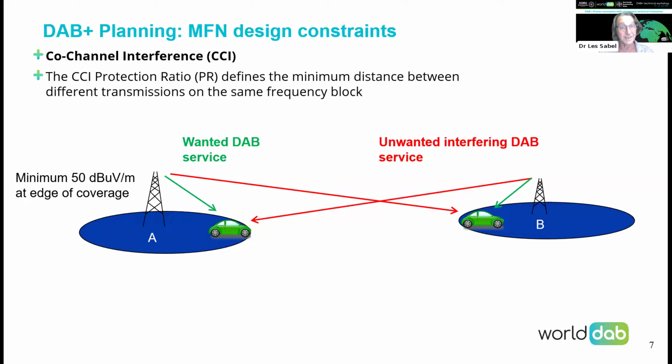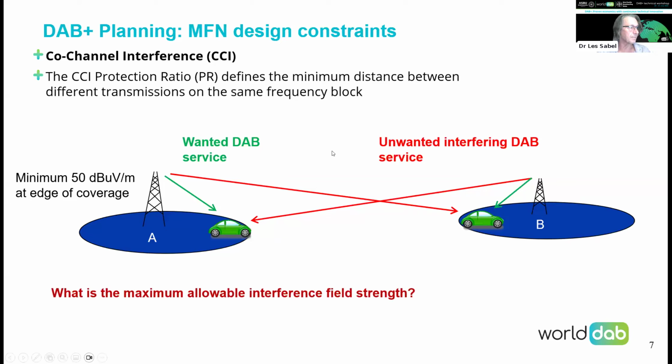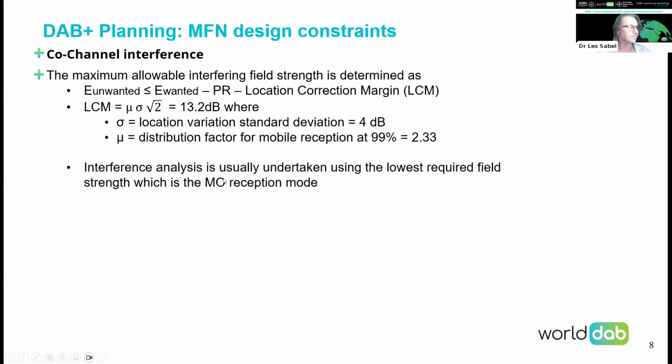In other countries, it's a different value because different parameters are used in defining the minimum required field strength for the different operating modes. So what does that mean? Well, what is the maximum allowable interference field strength? And generally it's taken to be at the edge of the license area.